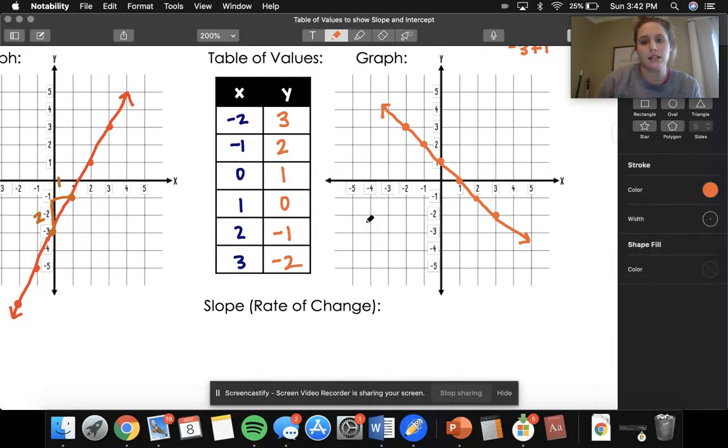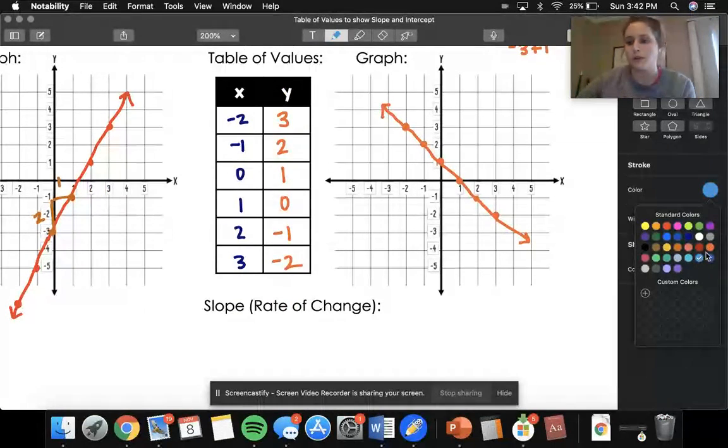And the final thing it says is to find the slope or the rate of change. Again, you could do it from the table or the graph. I'll show you guys both ways. Okay. So you can pick any ones that you want. I'm going to pick these two because, hey, no negative numbers. So I like that.